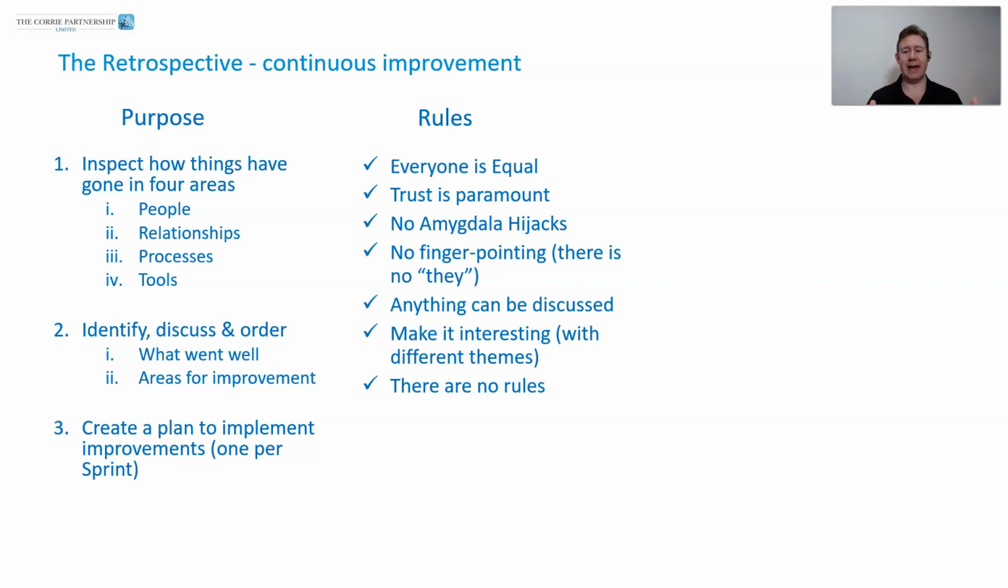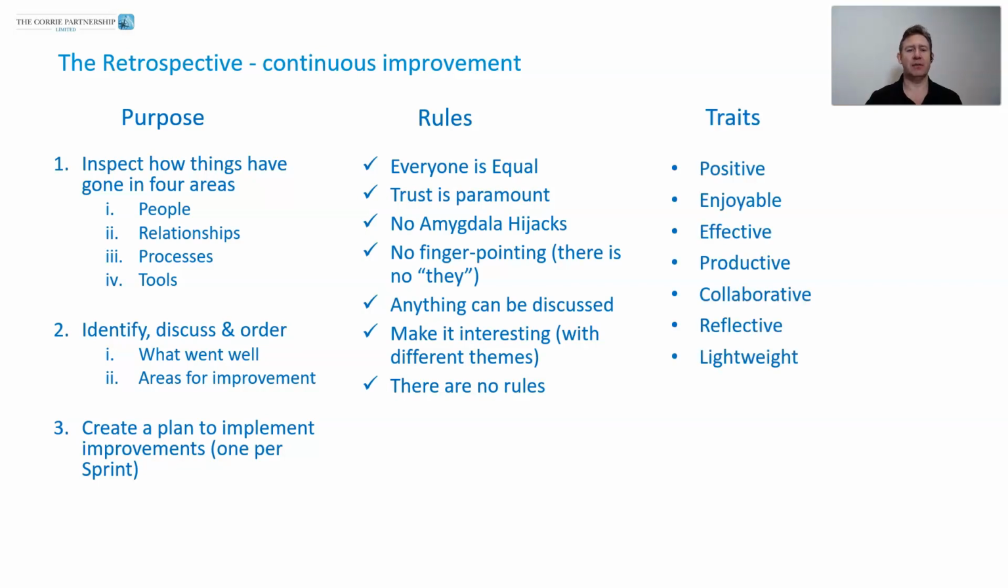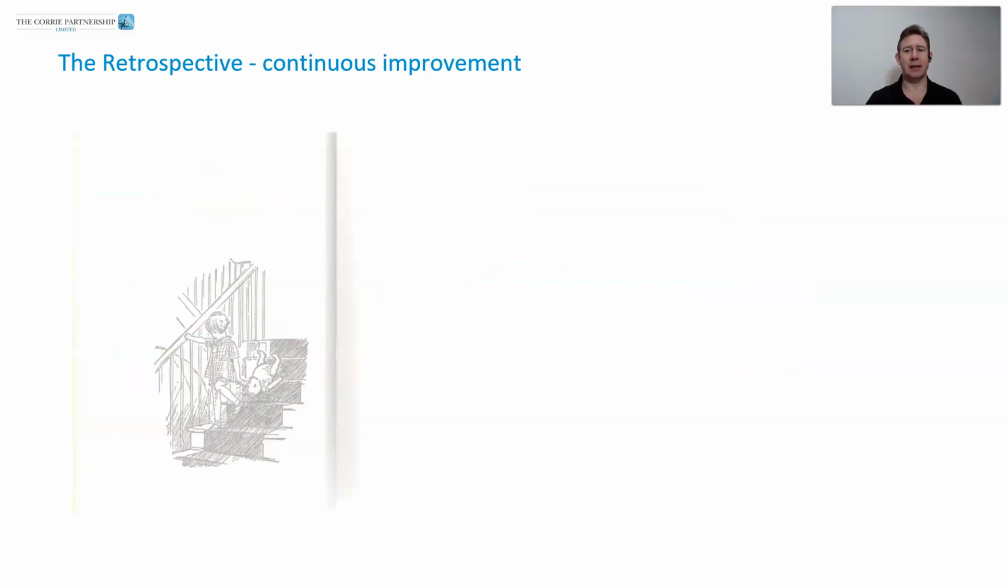It's not about anything that's fixed. Again, we need to be pragmatic and maybe within the retrospective, talk about how the retrospective itself is going and what we can do to change it. So some of the traits that we see: it's positive, it's enjoyable, it must be effective, productive, collaborative, reflective, and of course, above all, lightweight, making sure that we are not getting bogged down in things, that we can move quickly and easily, and not get lost in trying to solve everything all at once. It's something that we will come back to regularly.